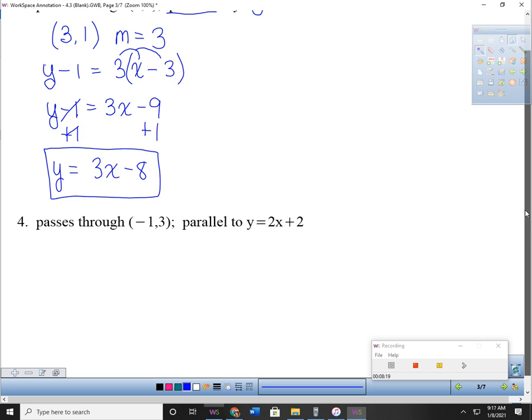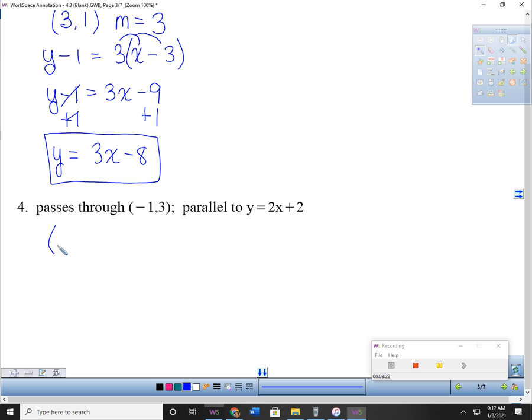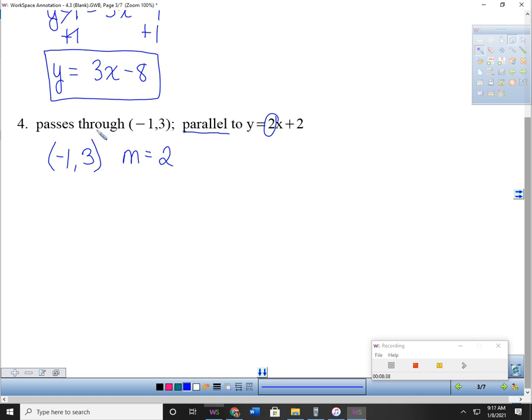Okay, last parallel one, I believe. So I'm going to use the point that I'm going through. And then I'm going to look at this statement. I'm parallel. So that means my slope will match. Slope is always the one in front of the x. So my slope is 2. All right. So point slope form. Y minus my y value, which is 3, is equal to my slope times x minus my x value of -1. So I'm going to fix that double negative. Make it a positive.